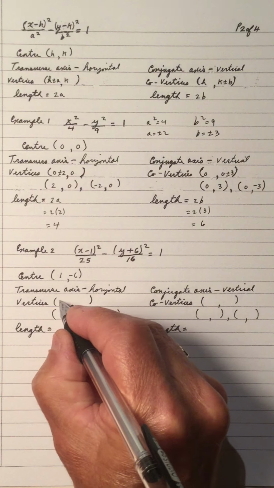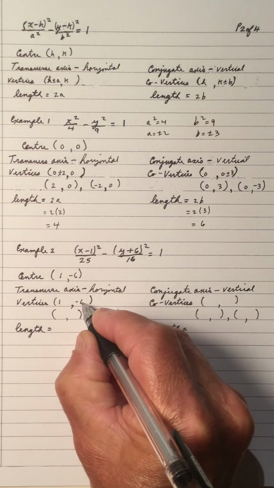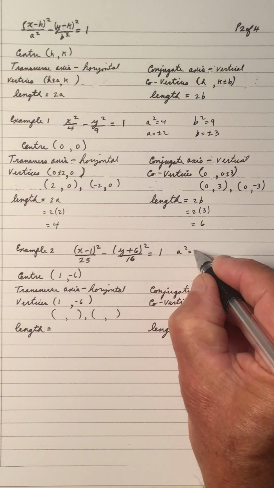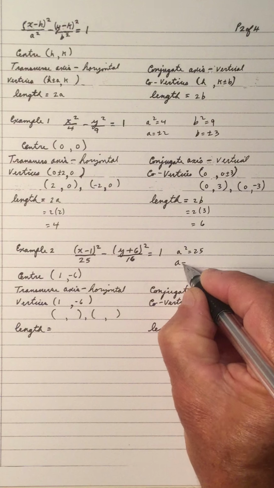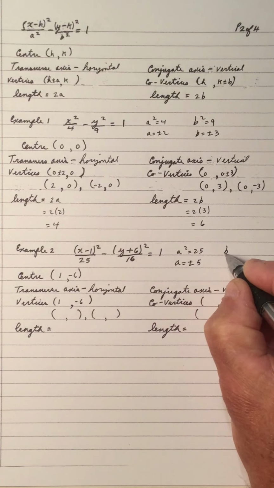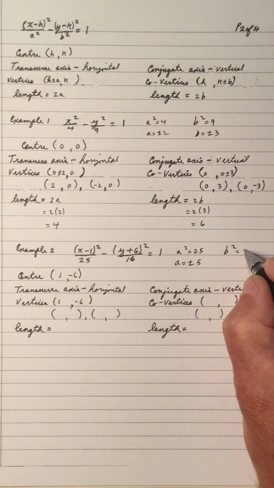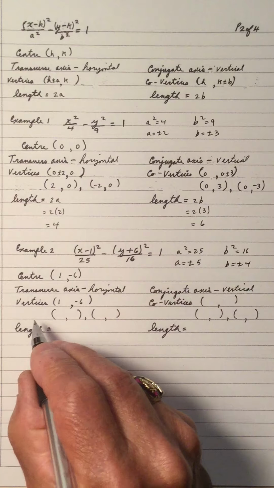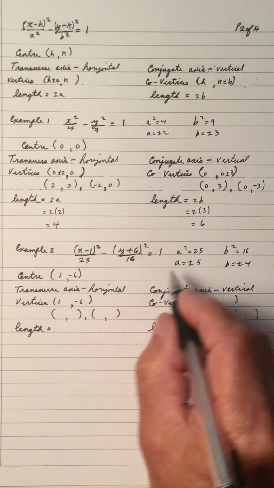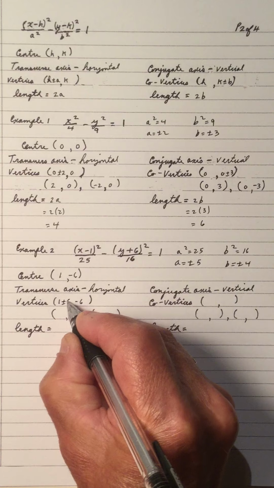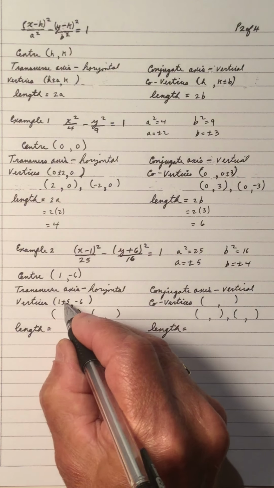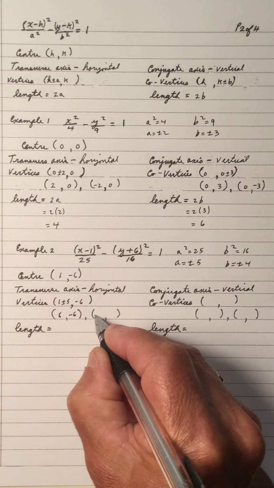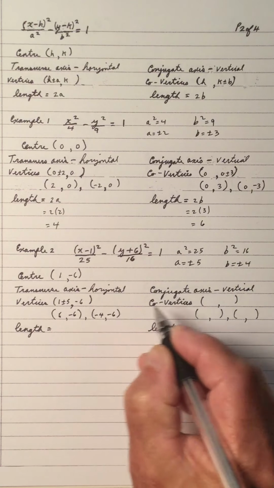The vertices, the center is 1 and negative 6. Because it's horizontal, I work out the values of a again. So a squared is 25. So a is plus or minus 5. B squared is 16. So b is plus or minus 4. So the values of a are added because it's horizontal. It's plus or minus 5. That means I have 1 plus 5 is 6, comma negative 6. And I have 1 minus 5 is negative 4, comma negative 6.